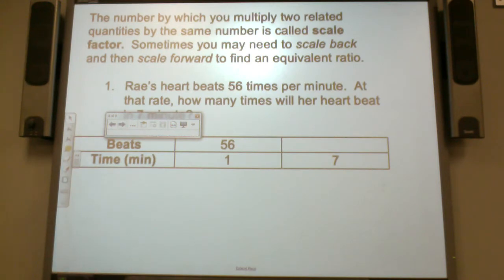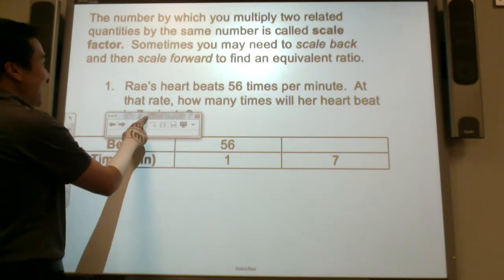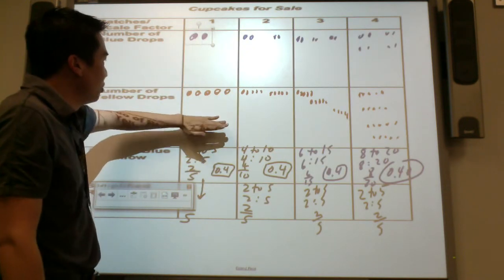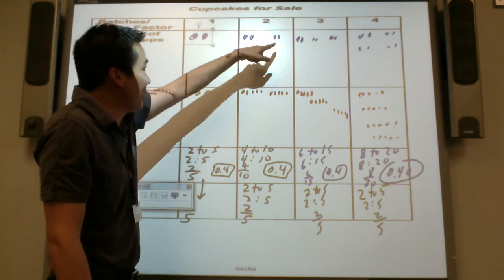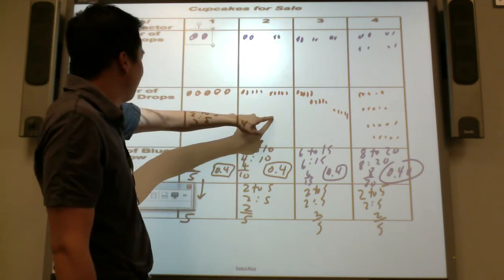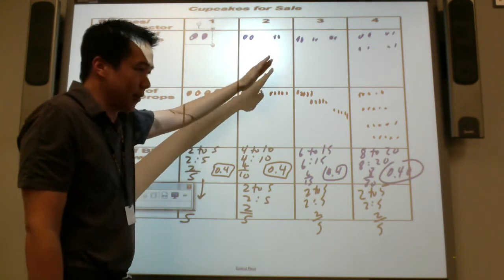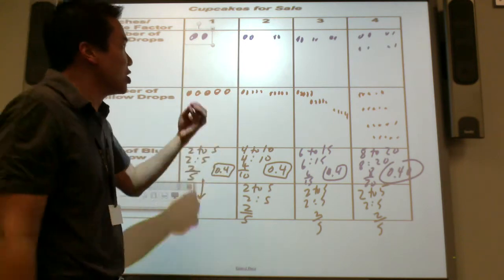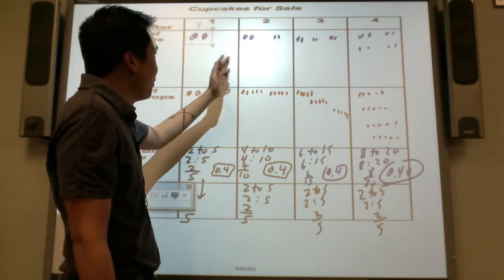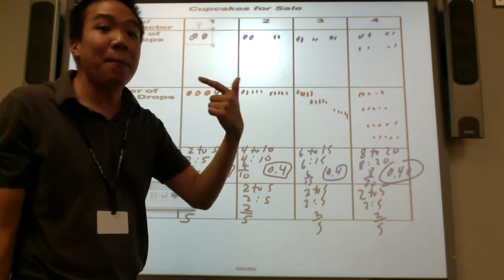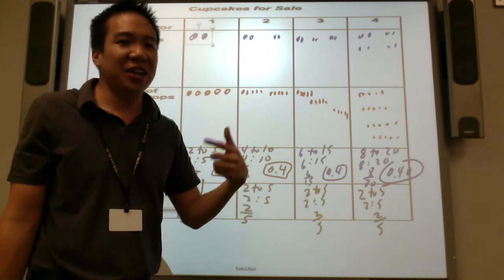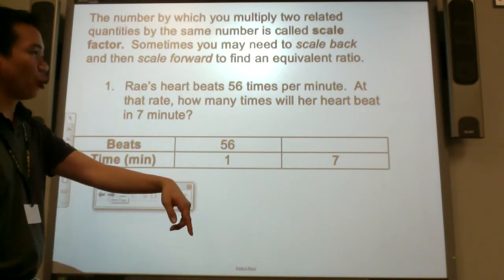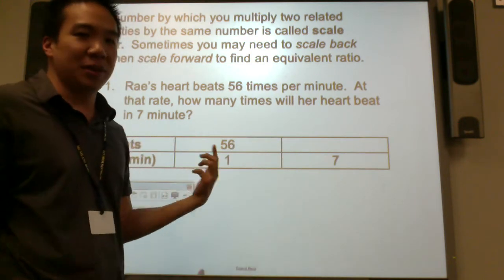The number by which you multiply 2 related quantities by the same number is called the scale factor. So, for example, we have 2 blue, 5 yellow. If I made it into 4 blue and 10 yellow, I am doubling it. So I'm multiplying by 2. So the scale factor is 2. If I wanted to make 3 batches, I had to multiply by 3 or triple it, which is a scale factor of 3. So sometimes you need to scale back or scale forward. You build it up, break it down, all means the same thing.